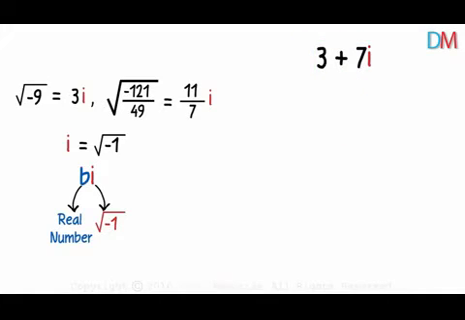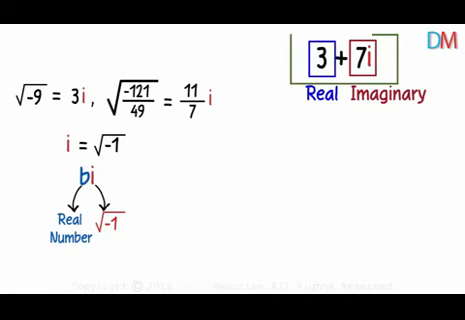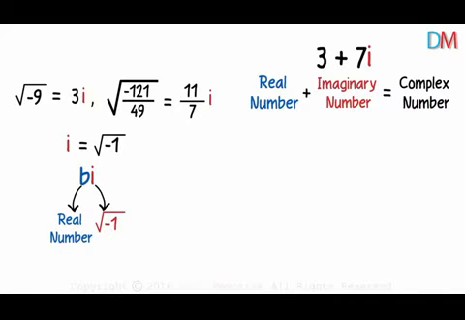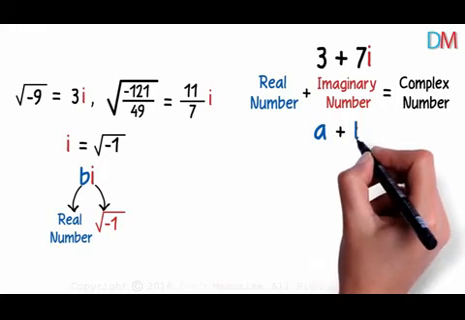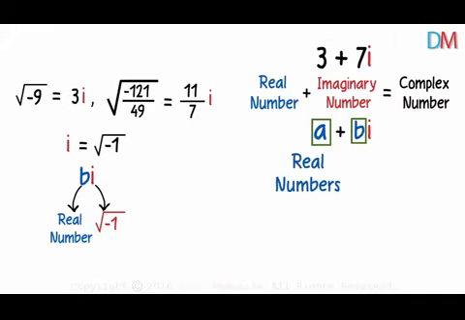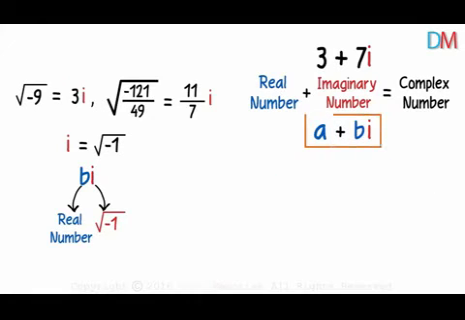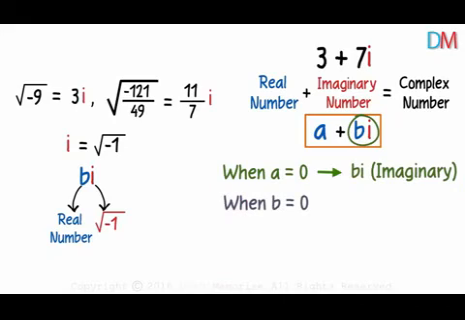Well, we can be sure that this part of the number is imaginary and this part is a real number. So this is a mix of real and imaginary parts. And this is what we call an example of a complex number. Real plus imaginary gives us a complex number. It's of the form a plus bi, where a and b are real numbers and i is the unit imaginary number. Now let's play around with this basic form. Observe that when a is equal to 0, what is left will be an imaginary number. And when b is equal to 0, we only have a real number.